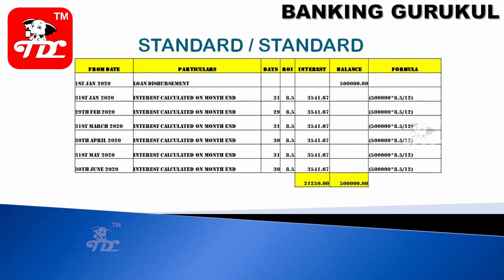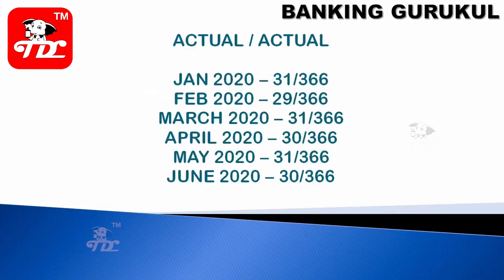For 6 months, my total amount is 5 lakhs plus interest, total is 5,21,250. So what is actual? Actual means actual days in the month, actual days in the year. So January 31 days and year 366 days. Now you take February, it is 29 days, March 31, April 30, May 31, June 30. So every month the calculation will change.